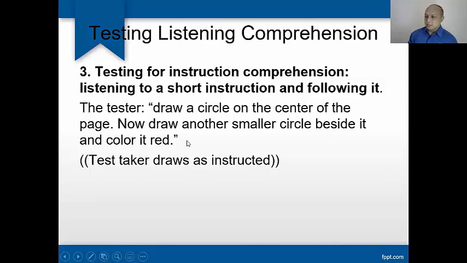And then the test taker, who has been listening to this, draws the circle. One circle, and then beside that circle there is another circle, a smaller circle, and then they have to color it with red color as instructed. Okay, that's the third one.